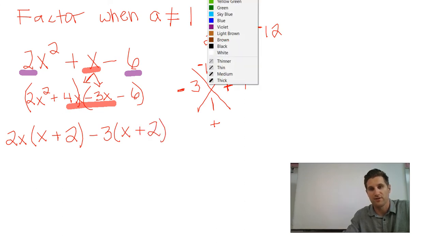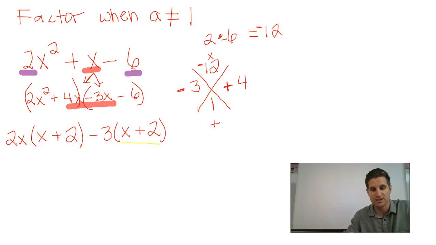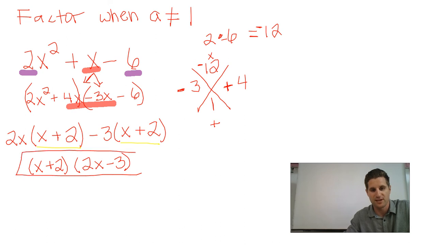Then we say our favorite thing in the entire world, they look the same. They look the same. And since they look the same, we can go ahead and write those as one of my binomials. And then we can go ahead and write what is left, the 2x minus 3, as our second piece. So that is how we're going to be doing these in class.